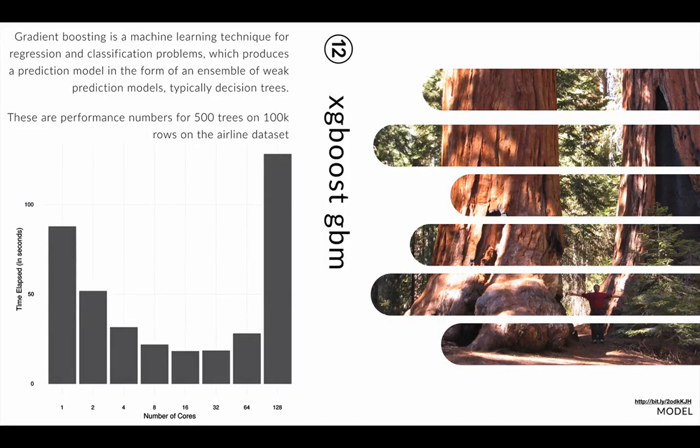XGBoost performed pretty well. I was able to get performance improvements through multi-core and parallel processing through right around 32 cores. After that, I saw performance degradation at 64 cores and significant performance degradation at 128 cores. I'm not real sure what caused this significant performance degradation, but I will be researching it and updating the webinar if I find out more later.